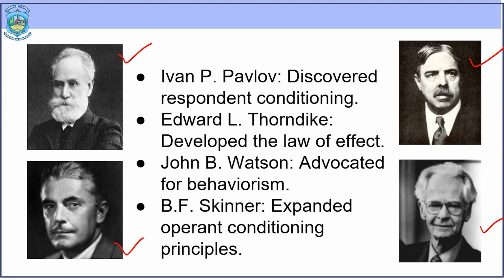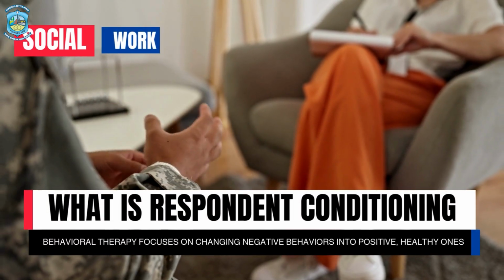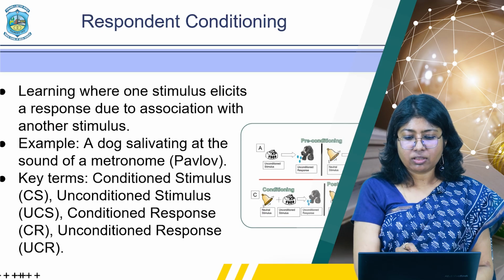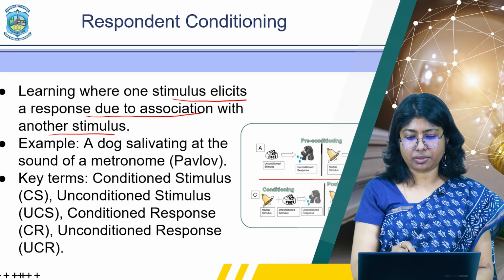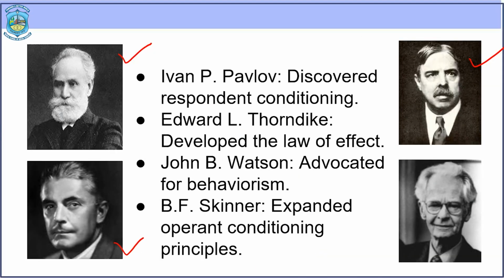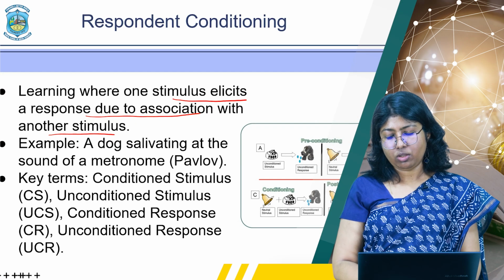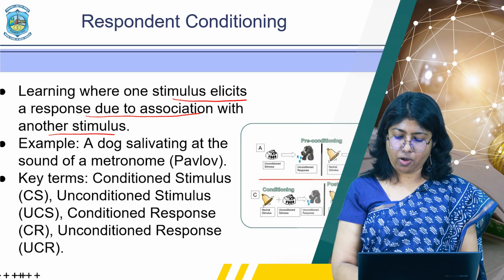Now, they gave the idea as to how behavior can be modified and what exactly results in the response. So let's try to see what respondent conditioning is. This is where a stimulus elicits a response due to an association with another stimulus. The first person that we had seen here, Ivan P. Pavlov, conducted an experiment with a dog, and he tried to exemplify how the stimulus results in a concerned response.